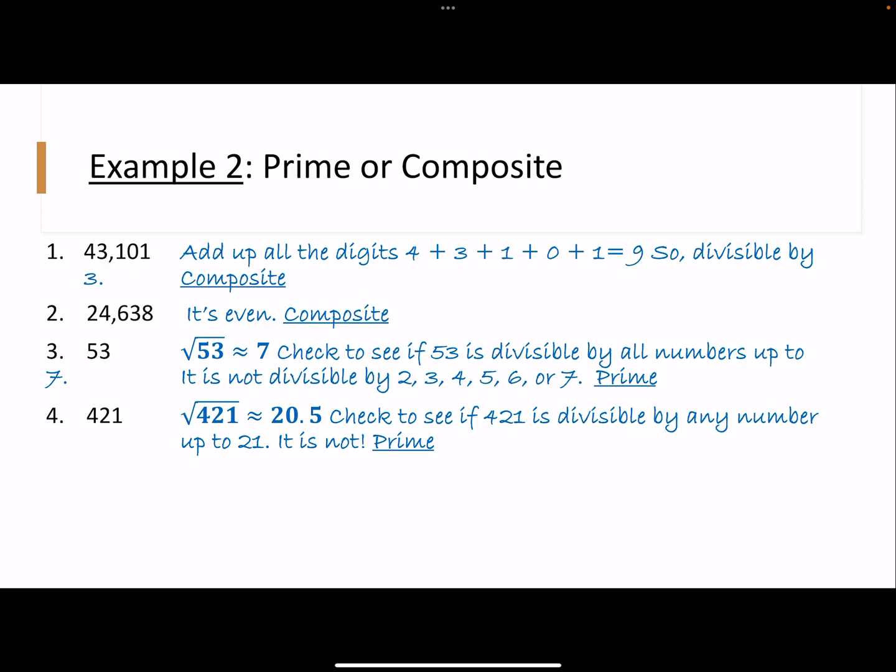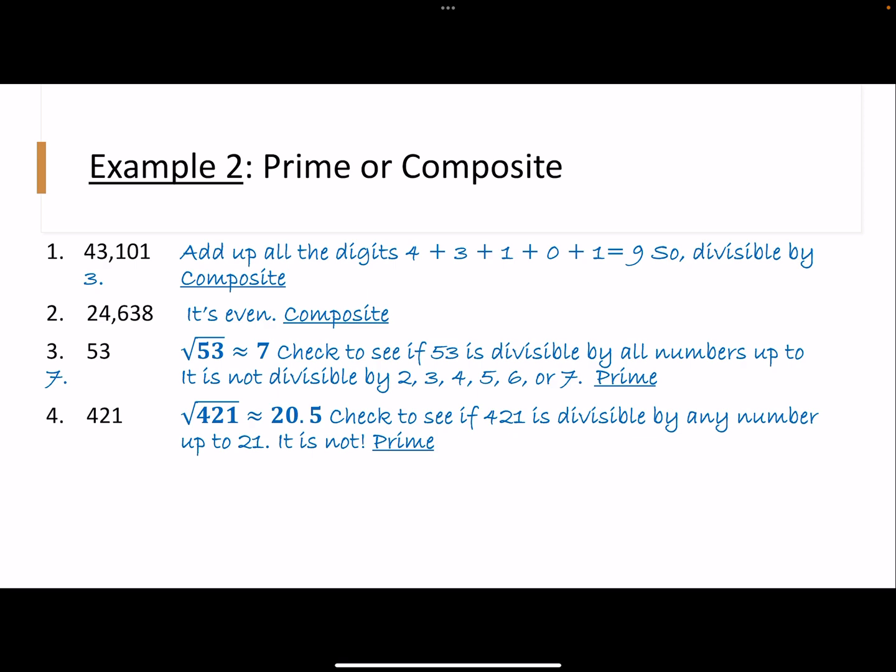All right, let's look at a larger number, 421. Again, we can take the square root of 421, you get 20.5. So you check all the numbers from 2 to 21 to see if 421 is divisible by any of those. If you check those factors, you'll see that 421 is not divisible by any numbers 2 through 21. Again, we're going to use those divisibility rules. For instance, I can take 4 plus 2 plus 1. I can add the digits of 421, and I get 7. 7's not divisible by 3, therefore 421 is not divisible by 3.